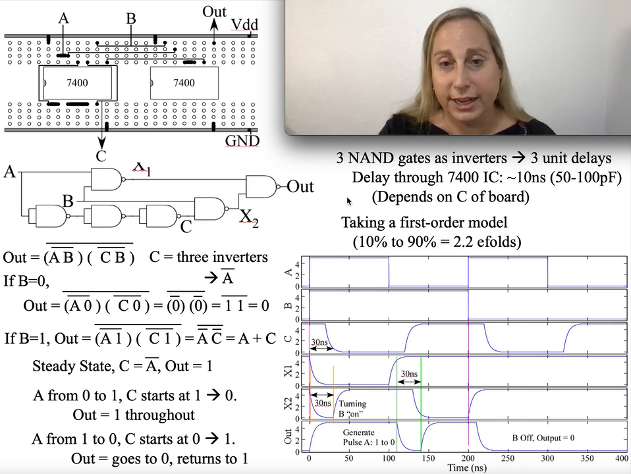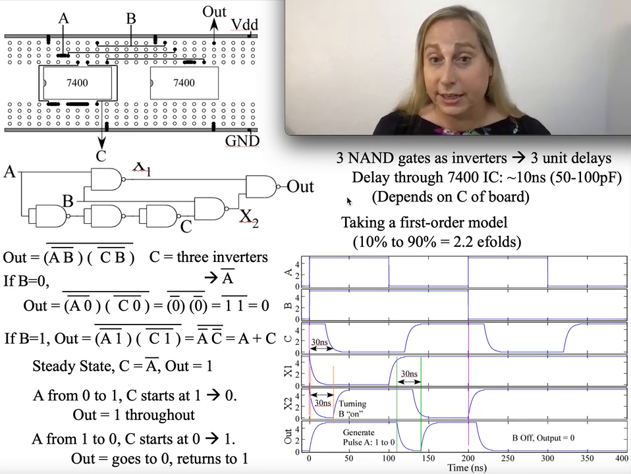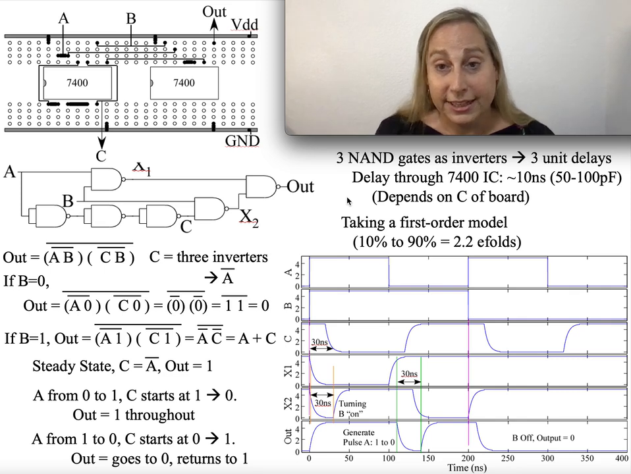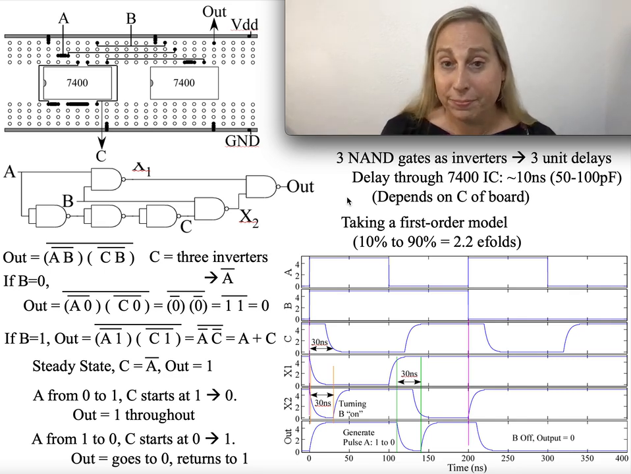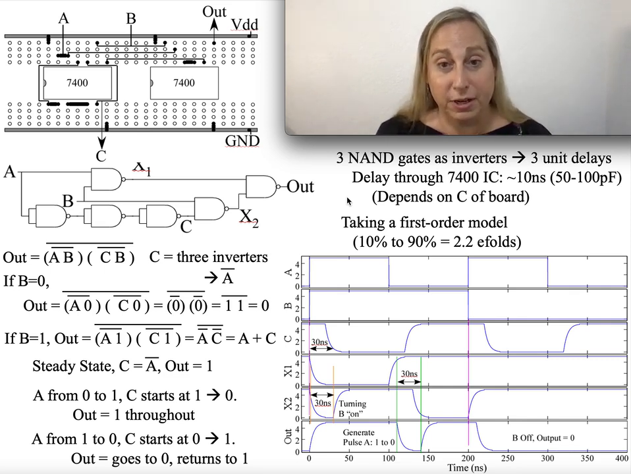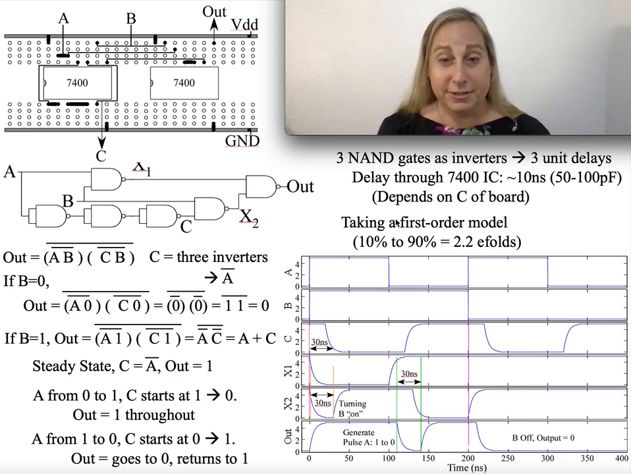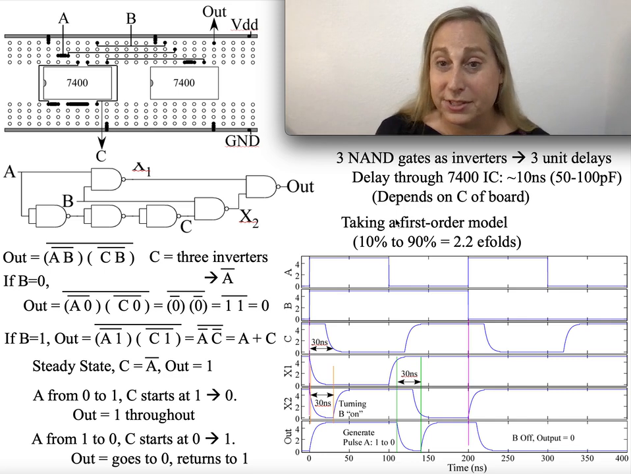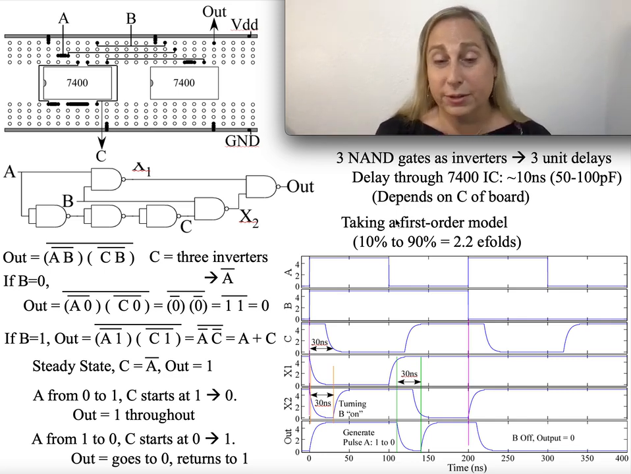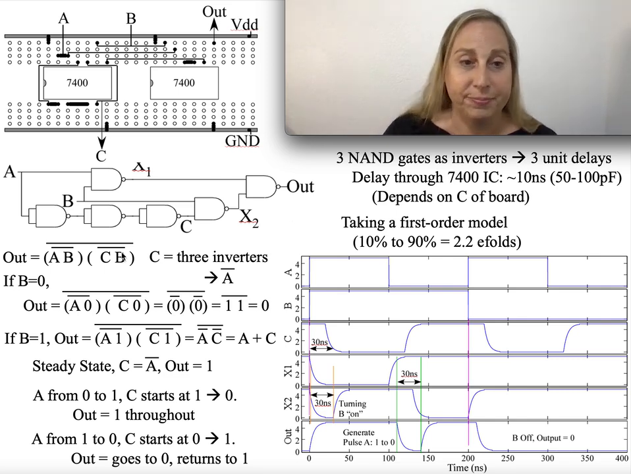And having 3 NAND gates effectively acting like an inverter in this configuration gives me 3 unit delays. We're going to say about 10 nanoseconds for delay is what we're going to build from, and we're going to build a first order model. It would depend a lot on the capacitance of the board, and a bunch of other things, depending on the chips you have. Let's just run with this number because it's a pretty realistic number given the type of chips you would see for these kind of TTL chips.